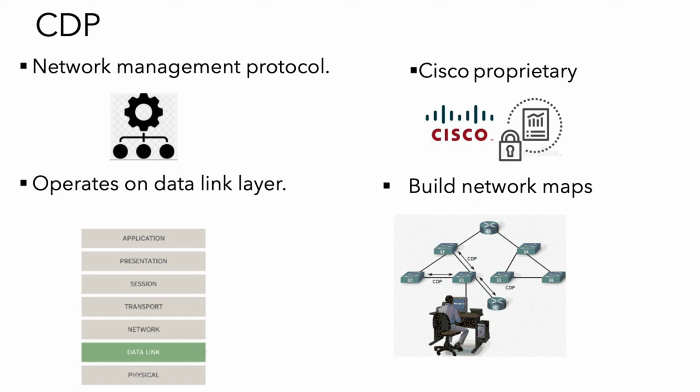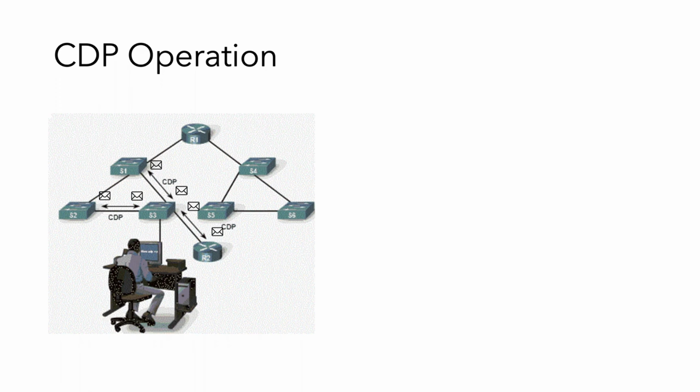CDP is a Cisco protocol that runs on all Cisco devices and helps us discover other Cisco devices on the network, which can be helpful when troubleshooting or documenting the network. It achieves this by sharing CDP messages between the nodes through their interfaces.